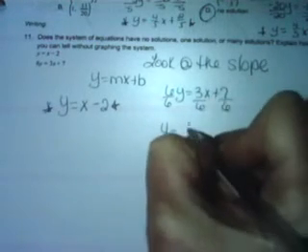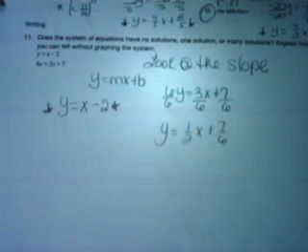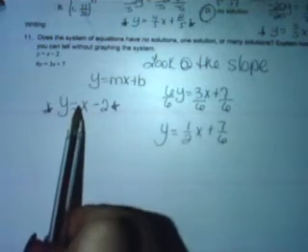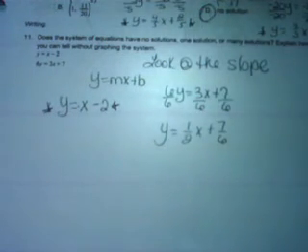So y equals 1/2 x or 7/6. Do they have the same slope? No, this line has a slope of 1. This one has a slope of 1/2. So are they parallel? No.